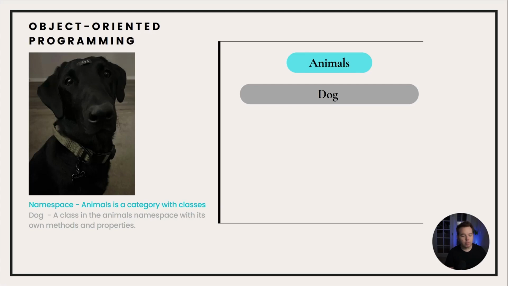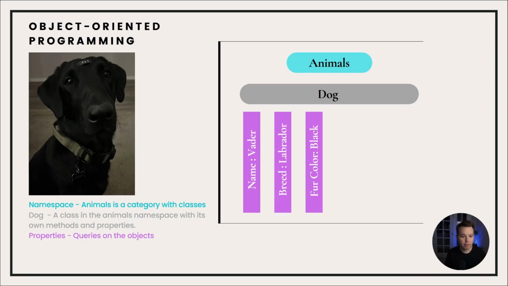Within a namespace, we have classes. We have several classes. In this case, he's a dog. In a namespace of animals, we can have cats and all these other things as well. We can have all these different types of animals within that namespace. So this is a class. He is of the class dog.